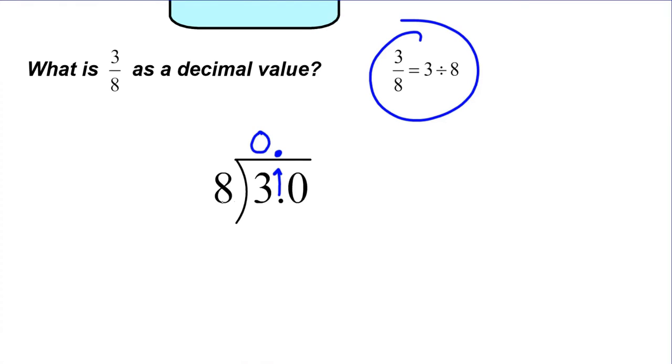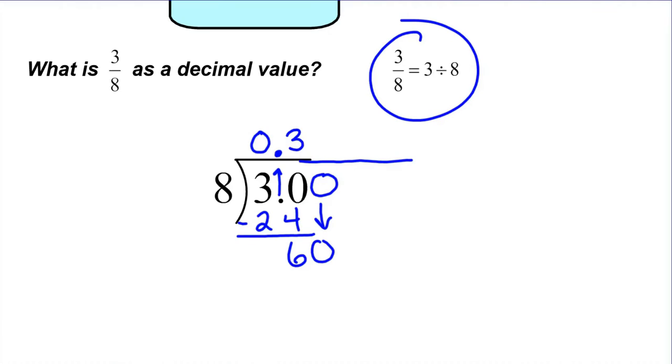And now we can think, how many times does 8 go into 30? And 8 goes into 30 3 times, because 3 times 8 is 24. So we have a remainder of 6. Now, when you have a remainder, you have to keep dividing. So to keep dividing, we need more numbers. So the next number in the number 3 would be another 0. And 8 goes into 60 7 times. 7 times 8 is 56.